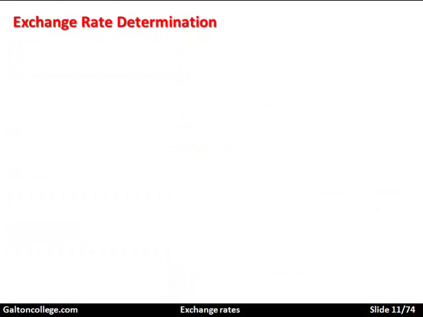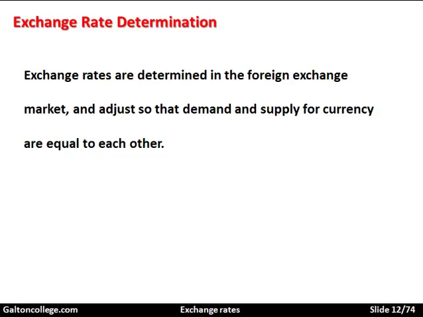Now, exchange rate determination. Exchange rates are determined in the foreign exchange market and adjust so that the demand and supply for currency are equal to each other. So exchange rates are determined in the foreign exchange market. That's where they originate. And it's a supply and demand relationship, very similar to what we'd meet in microeconomics.